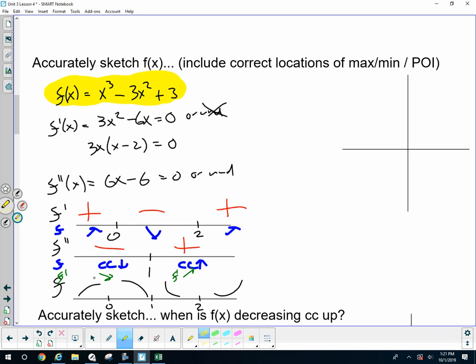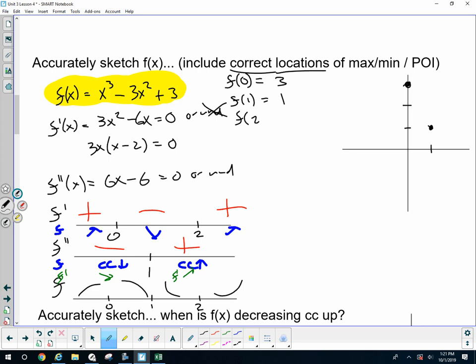So not only can I just throw down the relative shape of things, but I can find the exact, correct locations of these maxes, mins, and points of inflection. I could plug in 0 into my function, and I get 3. So 0, 1, 2, 3, that's going to be the location of my relative max. If I plug in 1, I get 1 minus 3 plus 3, that's just 1. That is the location of my point of inflection.